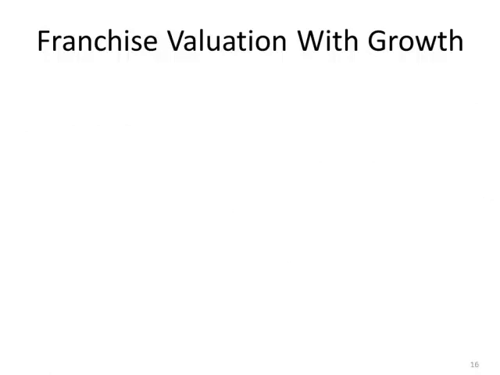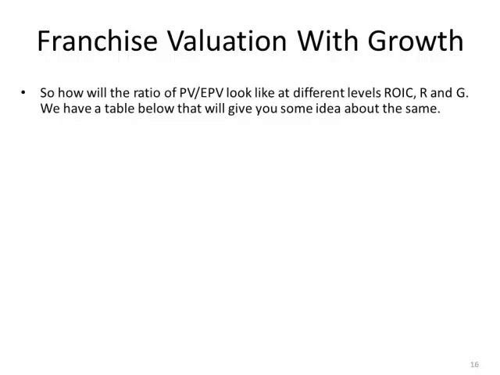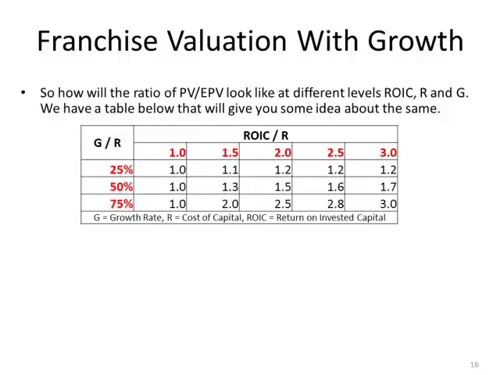Franchise valuation with growth. So let's look at the ratio of the present value to the earnings power value at different levels of ROIC, R, and G. So this is looking at, well, what is the ratio between the valuation of a company where we include growth in earnings, that's the PV, and EPV where we don't have growth in earnings. So let's take a look at this table below.